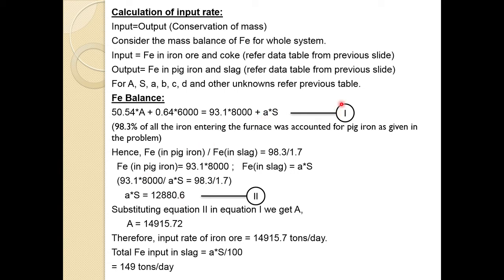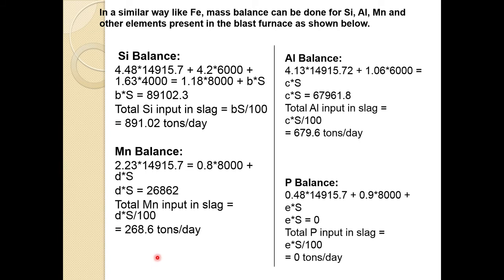And by solving these two equations, you can get the amount of iron ore input. So, you get the input rate of iron ore in that way, 14,915.7 tons per day. Once we know that, then we can calculate the iron in the slag by finding that. So, you get it, 149 tons per day.